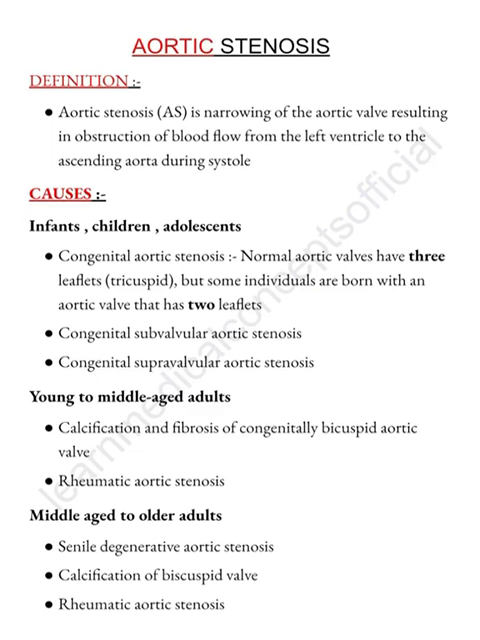Coming to young to middle-aged adults, the first cause is calcification and fibrosis of a congenitally bicuspid aortic valve. Second one is rheumatic aortic stenosis. In middle-aged to older adults, the first cause is senile degenerative aortic stenosis. Here, it starts with atherosclerosis, then it becomes calcification, later it leads to aortic stenosis. The second one is calcification of a bicuspid valve, and the third one is rheumatic aortic stenosis.